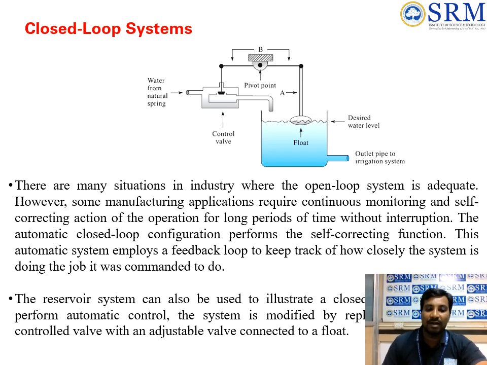The reservoir system can also be used to illustrate closed loop operation. To perform automatic control, the system is modified by replacing the manually controlled valve with an adjustable valve. If the level of water in the tank goes up, the float is pushed upward. If the level goes down, the float moves downward. The float is connected to the inlet valve by a mechanical linkage. You can see it in the figure.